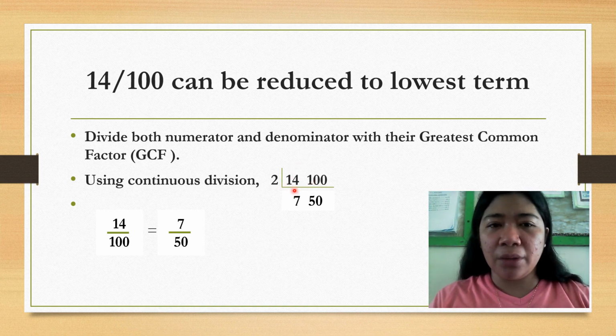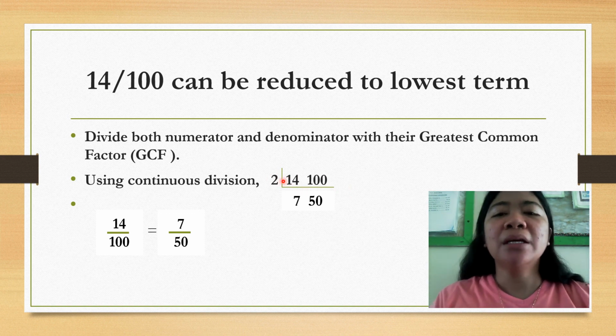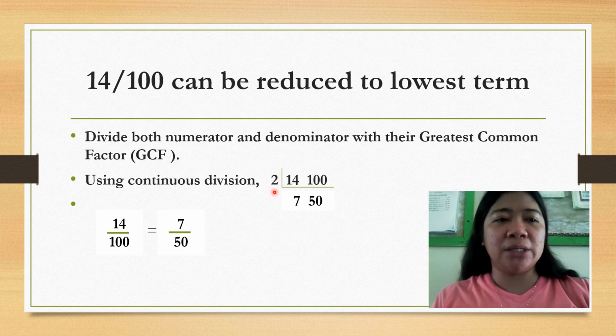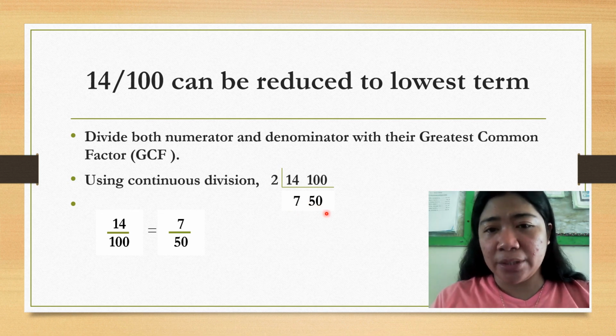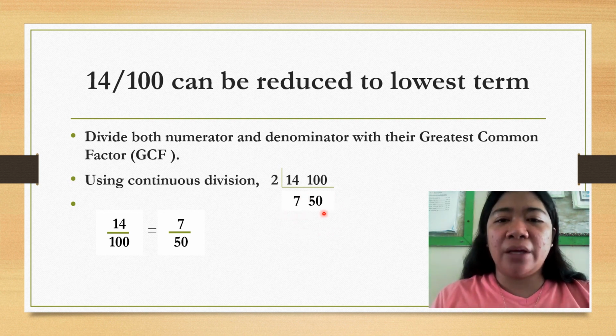we arrange our numerator 14 and the denominator 100 in a long L. I call it a long L, but this is the continuous division method. And then, we divide them by a prime number that can divide them. The smallest prime number that works for them is 2, since they are even numbers. Then, let's process. 14 divided by 2 is 7. 100 divided by 2 is 50. Now, 7 and 50 have no common factors. Nothing can divide them except 1, and we are not using 1 in dividing them.